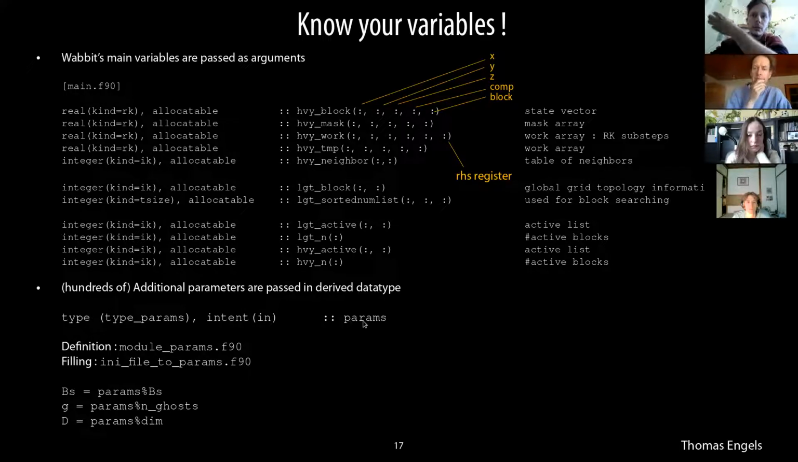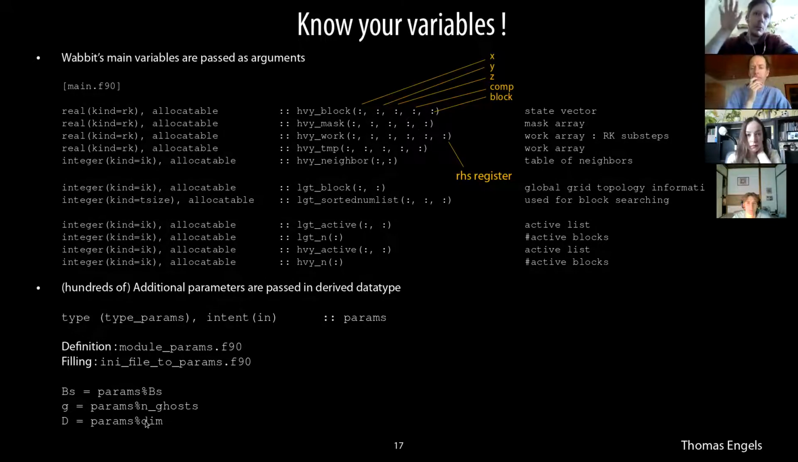In C, this would be a structure. In Fortran, it's called derived data type. The definition is over here, and it is read from the INI file into this param structure in this function. For example, you have the block size, the number of grids, the dimensionality of the problem. So let's say if it's a 2D or 3D problem, all of that. And this is maybe important.